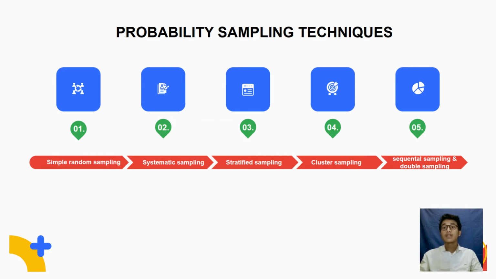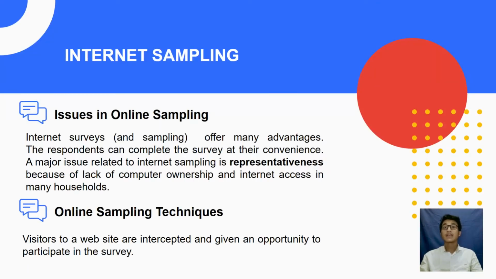In double sampling, in the first phase a sample is chosen and some information is gathered from all elements in the sample. In the second phase, subsamples from the original sample are selected and additional information is obtained from the elements in the subsample. Internet sampling. Issues in online sampling.